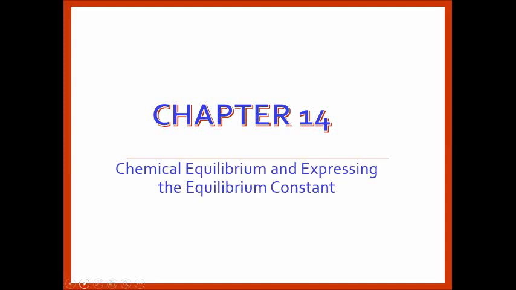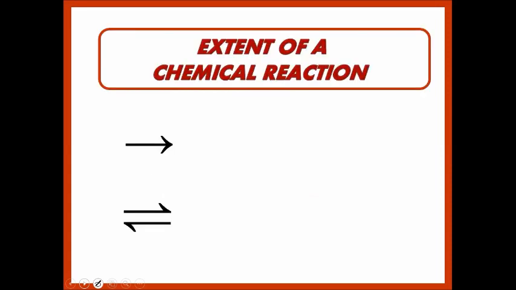Hey guys, so in this video we're going to cover how to express the equilibrium constant of a reaction that is at chemical equilibrium. So these are the two types of arrows that chemists use to designate the extent at which a chemical reaction occurs. Now this single arrow indicates that the reaction goes to completion. So theoretically that means that all reactant molecules are fully converted to product molecules.